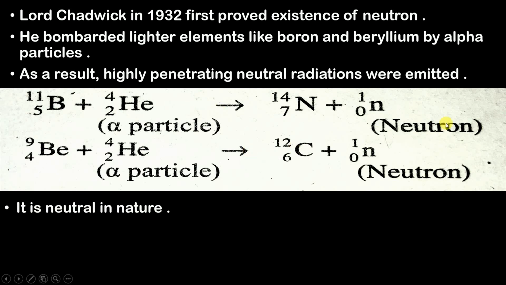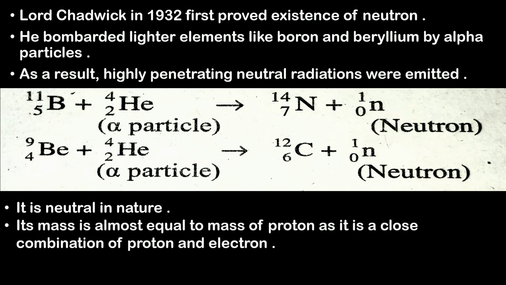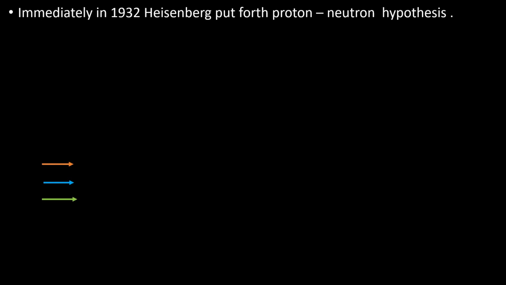Now he said that this one particle which is emitted, the neutron, is neutral in nature. It does not carry any charge, and he also said that its mass is almost equal to the mass of proton, as it is a close combination of proton and electron. That is, it is neither positively charged nor negatively charged, but it is in between state. So now after we know that there are electrons, protons and neutrons present in an atom, so there are 3 subatomic particles.